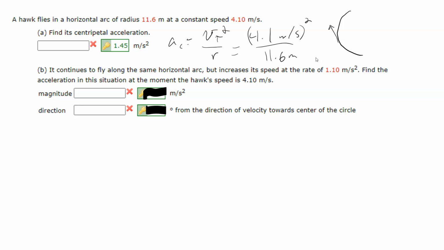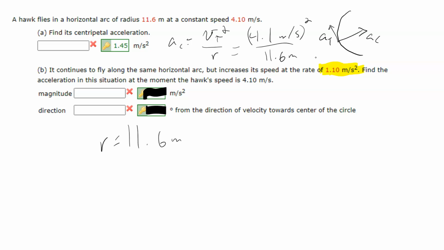Wonderful. Now, moving on, we're going to continue to fly along the same horizontal arc, so same radius. R is still equal to 11.6 meters this time, but this time it's speeding up. That's the thing that we want to notice here: it's got an acceleration not only in this direction, the direction of a sub c, but it's also going to have an acceleration in this direction along its path. We call it a sub t, the tangential acceleration, or the acceleration that causes it to change speed.